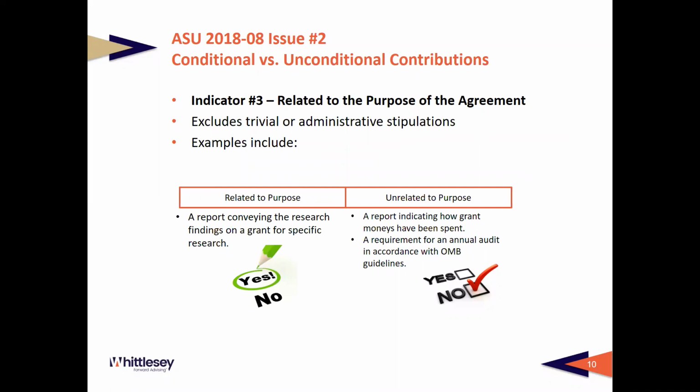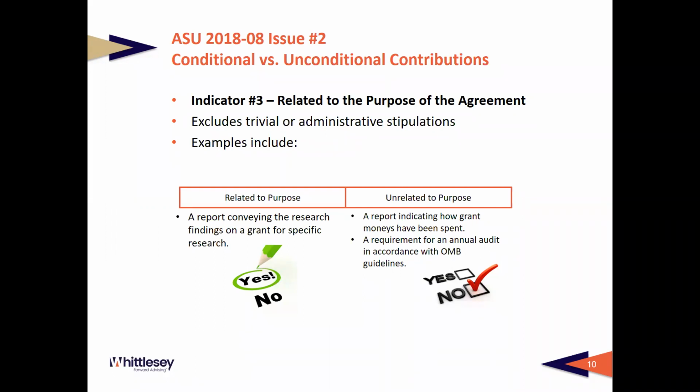A third indicator is that the barrier needs to be related to the purpose of the agreement. The FASB provided some guidance on that. A question arose: let's say the grant agreement requires an annual audit in accordance with OMB guidelines or state guidelines, or a report indicating how grant monies have been spent. That one's a little confusing, because that example pertains more to a foundation grant. Oftentimes with a private or other foundation grant, they ask that the nonprofit provide a budget or actual report showing how the funds have been spent. In that instance, that's actually not a barrier.